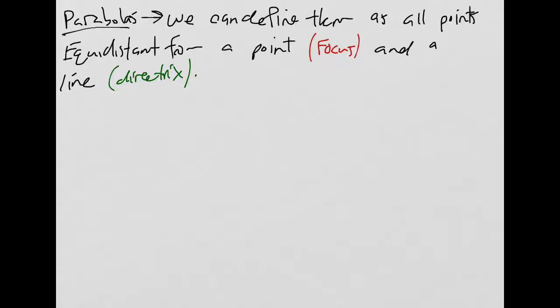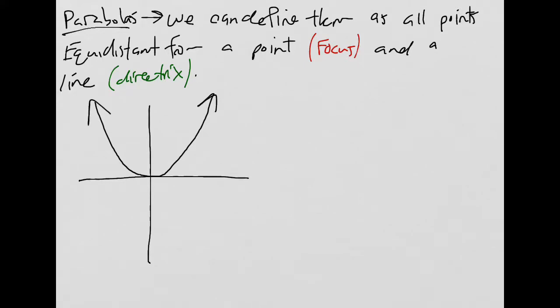So you should have just done a little activity where you folded some paper and you got a parabola looking thing after you did all your folds. The point of that was for you to realize that you can define a parabola as all of the points equidistant from a point, which we're going to call the focus, and a line, which we're going to call a directrix.